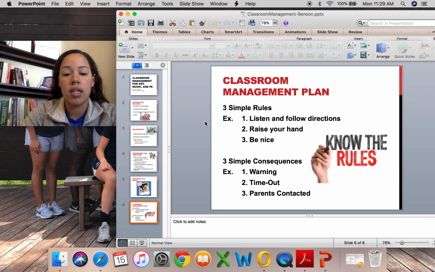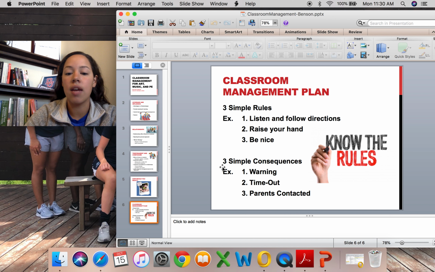So the author discusses how when you're creating a classroom management plan, you have to keep it simple. It really should be no longer than 3 simple rules. And those rules can be whatever you want, and you can adjust it to your classroom. One of the examples that he gives was listen and follow directions, raise your hand, and be nice. And he also works with elementary PE students. So keeping that in mind, these rules will probably look different for different ages.